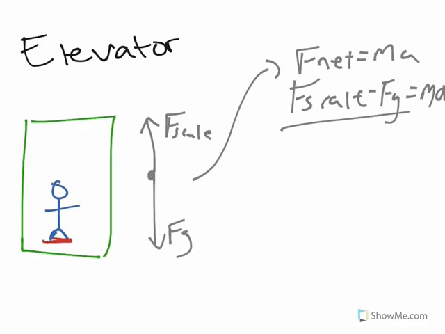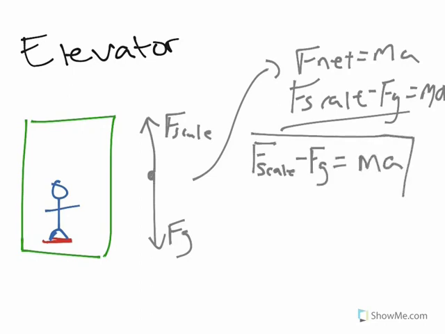And that, for any of these formulas, is going to be your base formula, right? That's what you're starting with. I'll write it a little bit neater so you can see it. F scale minus force of gravity equals mass times acceleration. Notice if the elevator is not moving, or if it's going at a constant speed, the acceleration would be 0, and the scale would equal the force of gravity. If you're going up, the scale force would have to be bigger, and if you're going down, the scale force would have to be less.